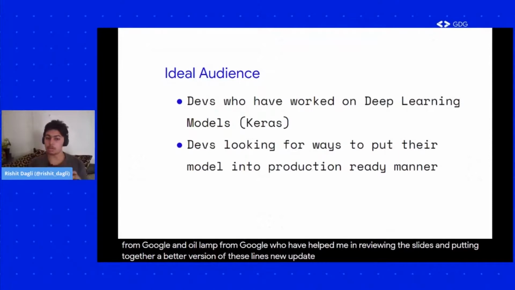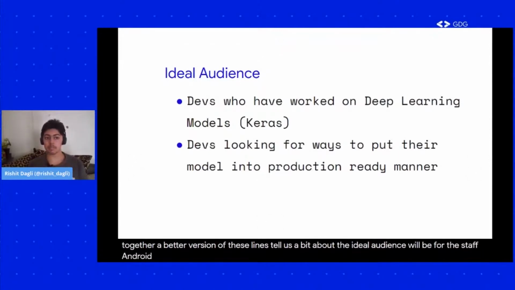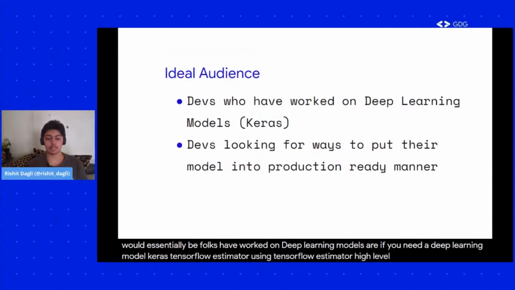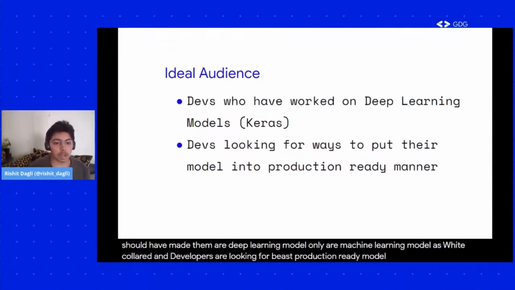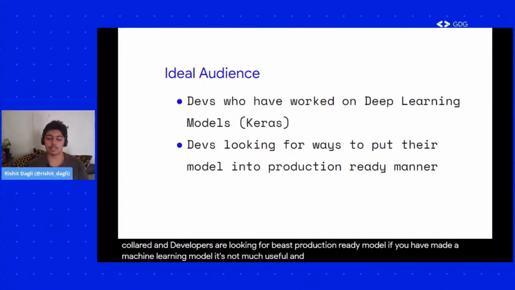So let me just tell you a bit about who the ideal audience would be for this talk. It would essentially be folks who have worked on deep learning models. If you have made a deep learning model earlier, be it Keras or TensorFlow estimator high level APIs, it does not matter. You should have made a deep learning model earlier, or a machine learning model as you might call it. And developers who are looking for ways to put the machine learning model into a production ready manner. If you have made a machine learning model, it's not much useful unless it's actually out to the users. So if you want to deploy your machine learning models on Android, this is the right talk you have come to.